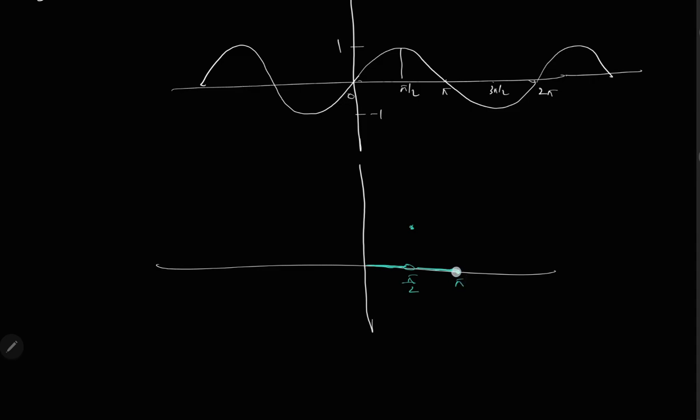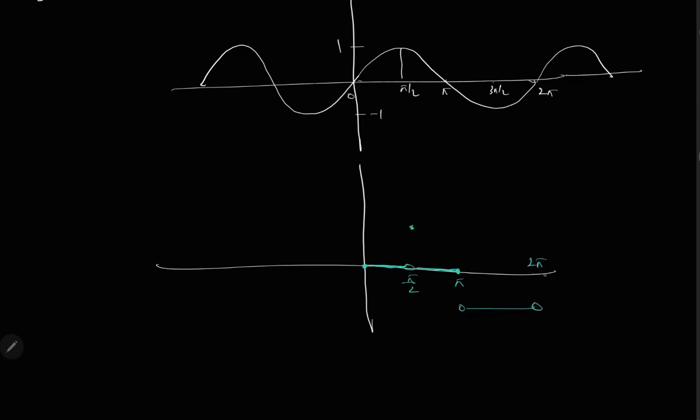At pi, what is the value? 0. At 0, what is the value? 0. Pi to 3 pi by 2. What is the nearest integral slab? This one. So it will come here. So the graph will be completely like this.